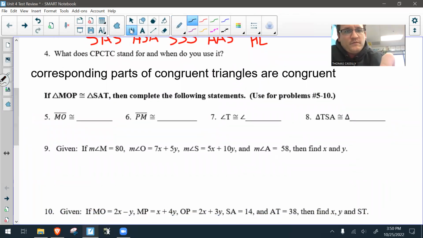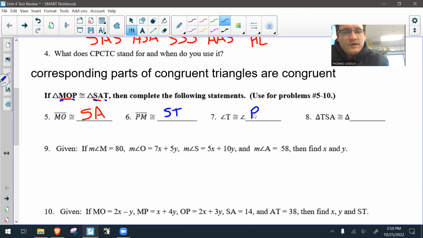MO, I think MO is the first two letters of triangle MOP. SA are the first two letters of triangle SAT. All right, so we know MO has to go with SA. All right, PM, that is the first letter and the last letter. So we've grabbed the first letter and the last letter of the second triangle. We're going to have S, T. Angle T has to go with angle P and triangle TSA.